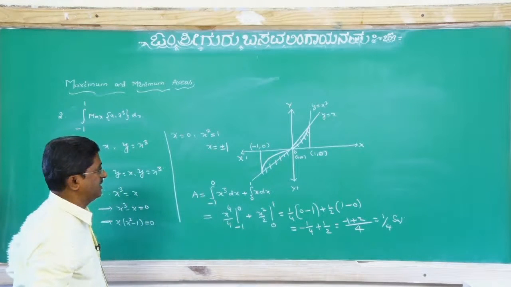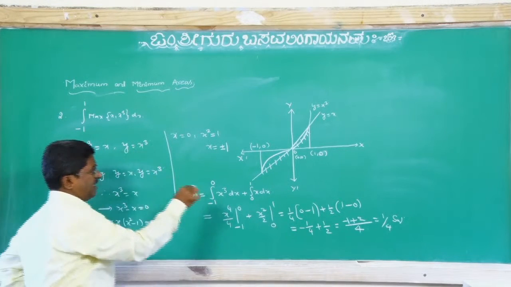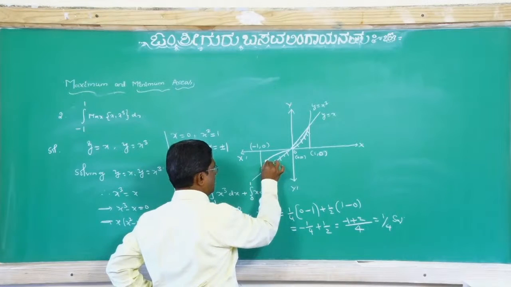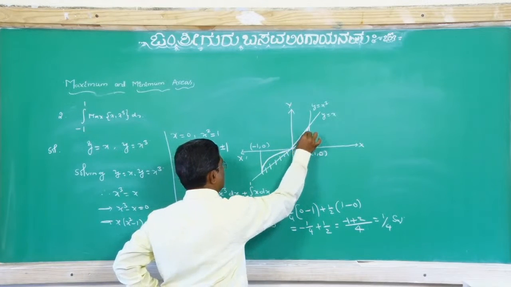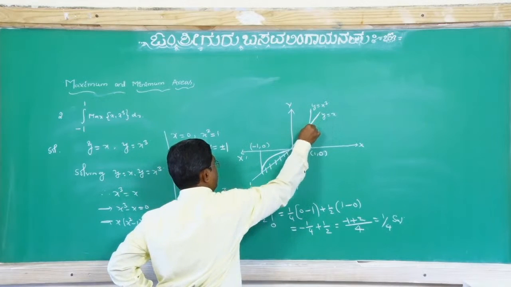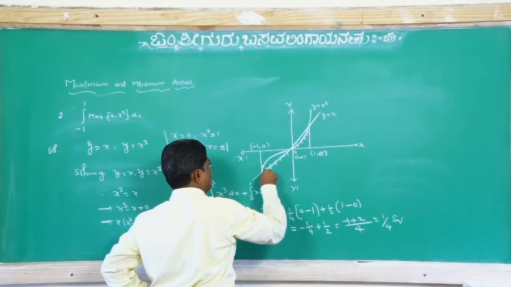Then while drawing the graph, y is equal to x cube is a cubical parabola. So this is the graph of y is equal to x cube. Now the line y is equal to x passes through the origin.